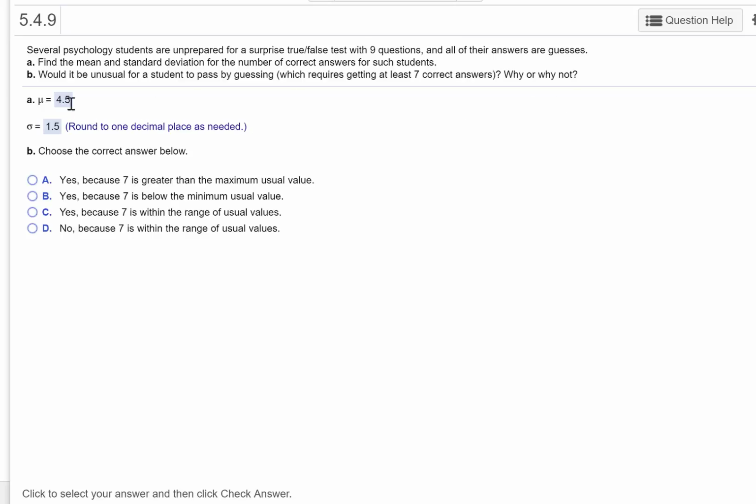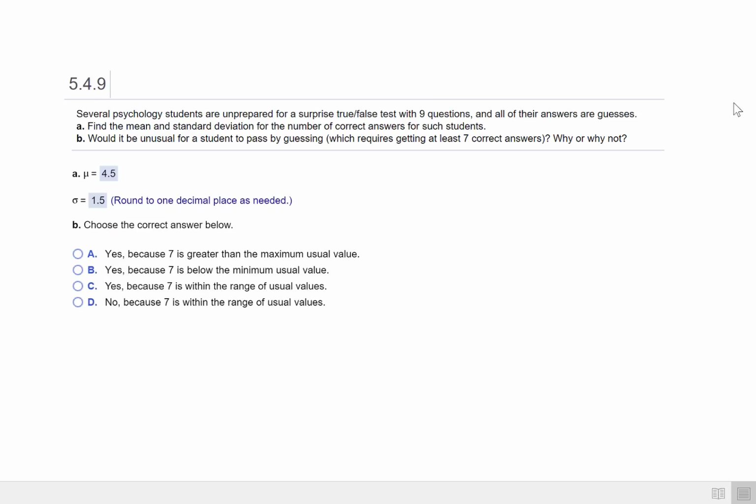Okay, now let's look at part B. Would it be unusual for a student to pass by guessing, which requires getting at least 7 correct answers? So we want to know what's the probability we get at least 7 correct answers. Okay, so for this one, our mean is 4.5. It's right here. So the mean is 4.5 with a standard deviation of 1.5. And recall that it's unusual if it's beyond 2 standard deviations of the mean.